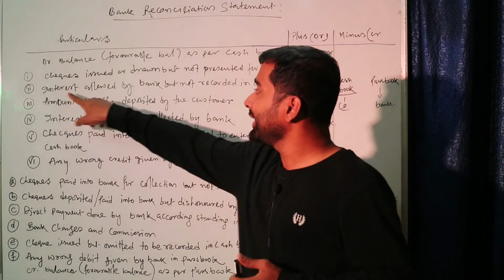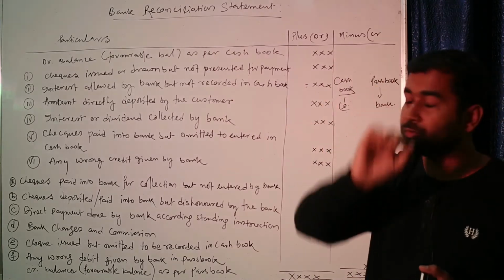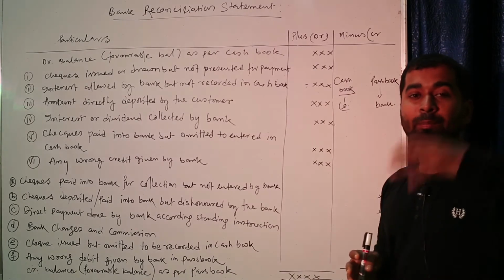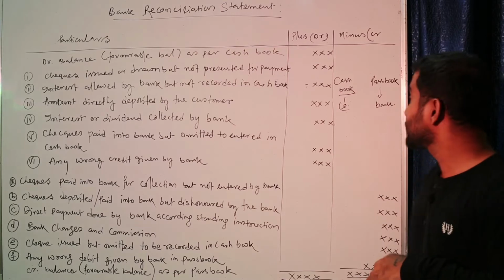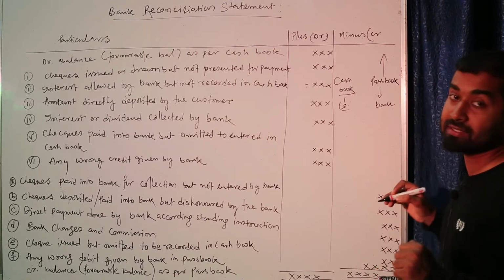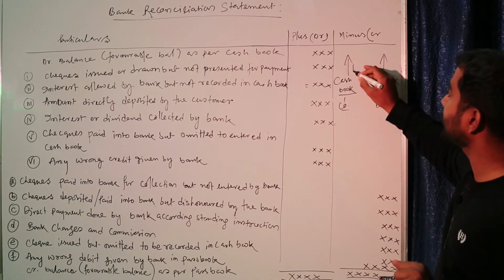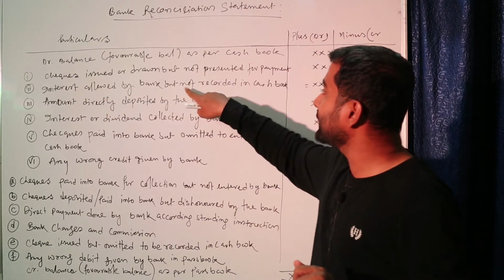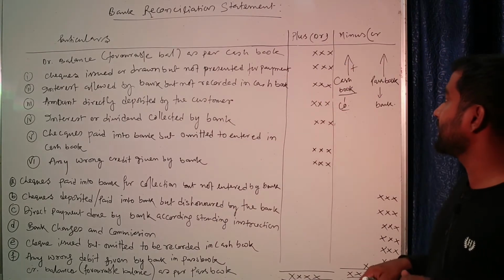Point number 2, interest allowed by bank but not recorded in cash book. Now think about interest allowed by bank. That means you have deposited some money into the bank and the bank has given some interest to you. So the passbook is already increased. So what can we do? We should increase the cash book also. That means add back. So I am doing here, interest allowed by the bank but not recorded in the cash book. I have added it. I have written it on the plus side.